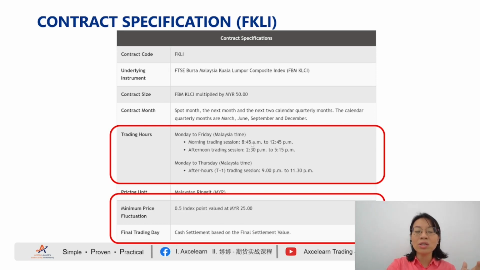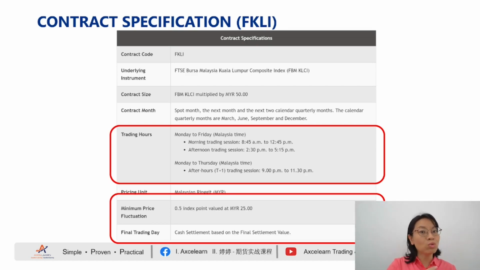So morning session, we open 15 minutes earlier compared to your stock market. The stock market opens at 9 o'clock, we open at 8:45, and the market closes at 12:45, whereas your stock market actually closes at 12:30. Am I correct? So it closes 15 minutes later as well. The afternoon session opens at the same time, which is 2:30, but closes 15 minutes later, at 5:15.